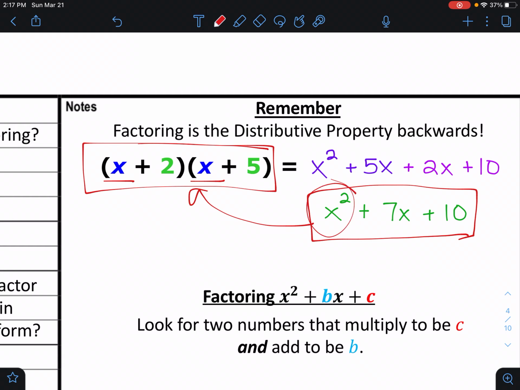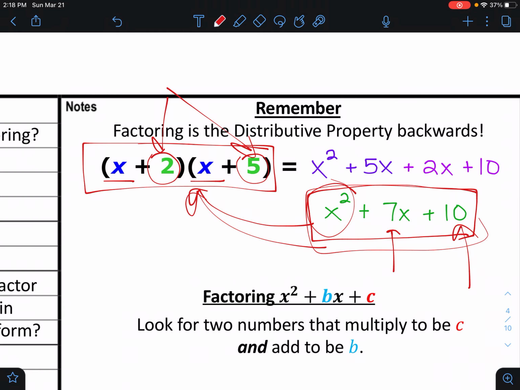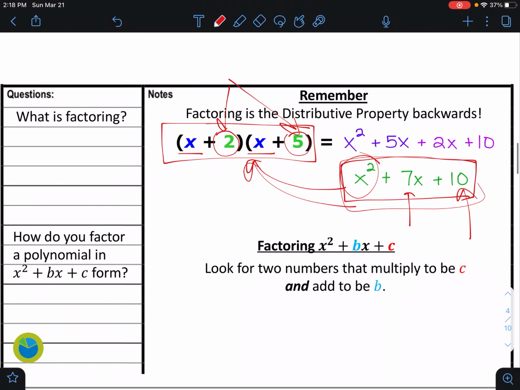Okay? Well, how do I figure out what 2 numbers go here and here? Well, you might notice a couple of things, right? 2 times 5 is 10. 2 plus 5 is 7. So that's a key thing. So today we're going to take something that looks like this, and we're going to work backwards, and we're going to work with some of those things that we just mentioned.